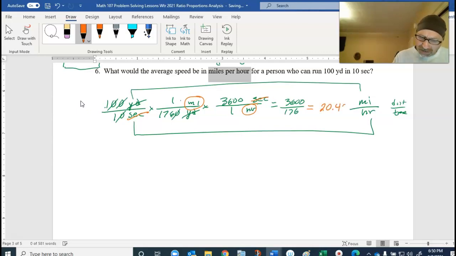And so 3,600 divided by 176 is 20.45 repeating. Now this is a person who's running 100 yards in 10 seconds, and that could be a very precise time, but 20.45, you could leave it as 20.45. You could round it off to say it's about 20.5 miles per hour if you wanted. Okay? So anyway, there we go.